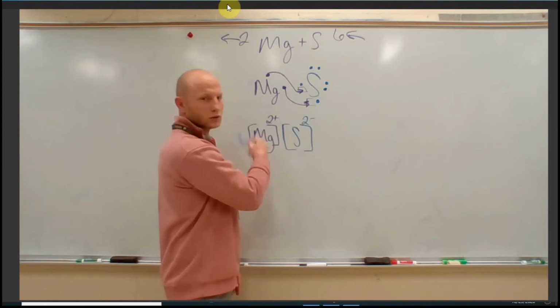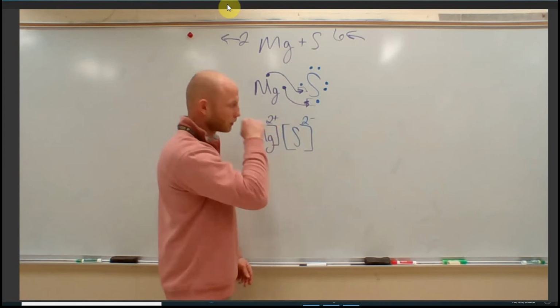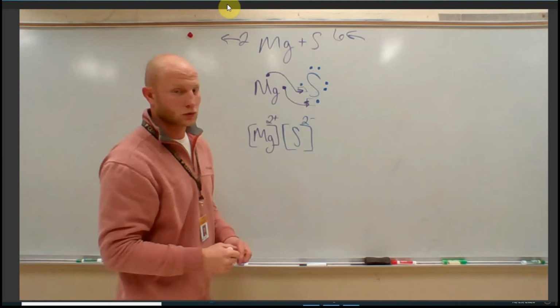This is how many extra electrons I have, or how many electrons I lost. If it's positively charged, you lost electrons. If it's negatively charged, you gained electrons. Okay, so that's magnesium sulfide.